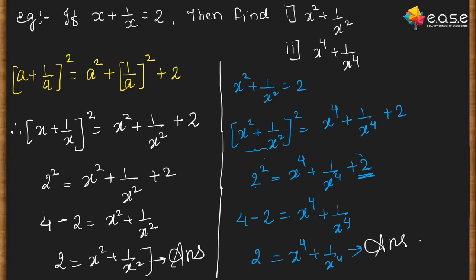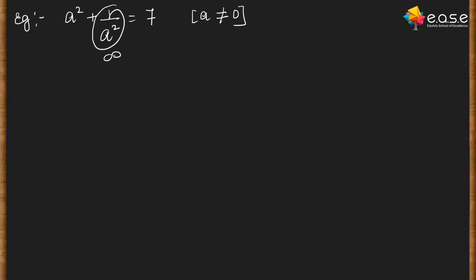Suppose we have been given that a square plus 1 by a square is equal to 7. Of course here it is understood that a is not equal to 0. Why is this important? If a is equal to 0, then this entire thing will become infinity. So a not equal to 0 is important, because this fraction should have some value. Correct? Now we have to find out three things here.